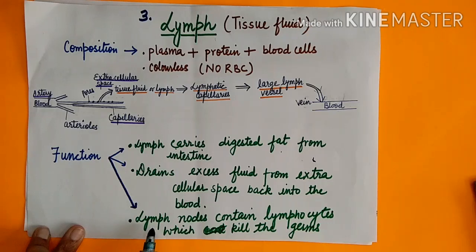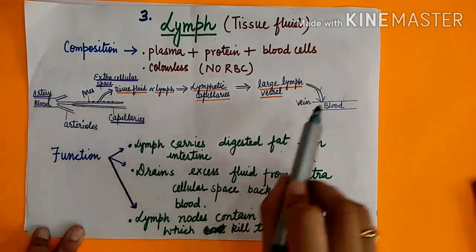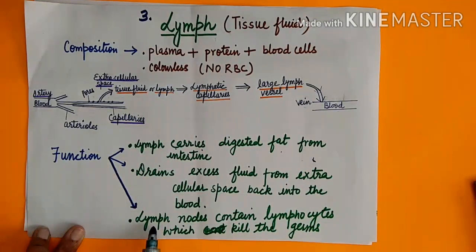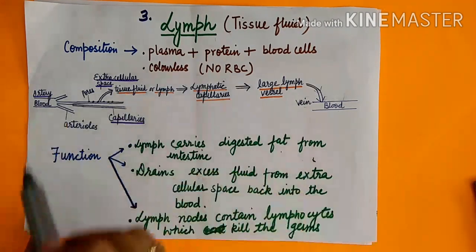The other function that is very important: there are certain nodes present in the lymphatic system. These nodes are called lymph nodes. They contain lymphocytes, and lymphocytes kill the germs. So this is all about lymph.